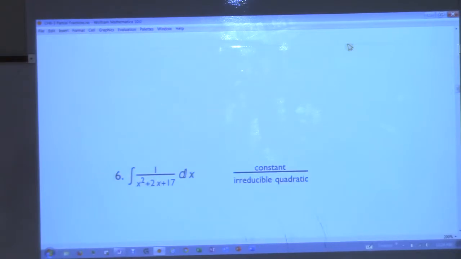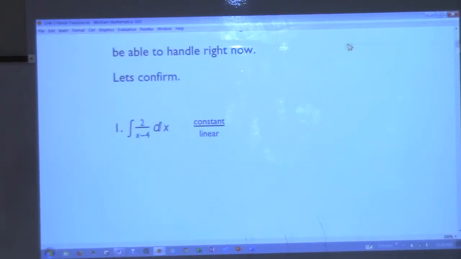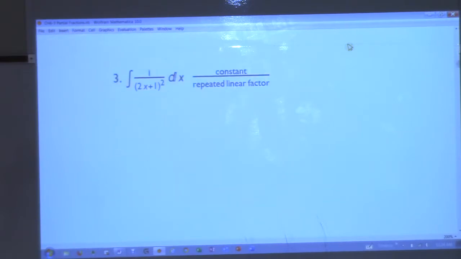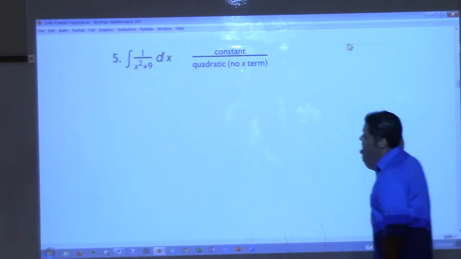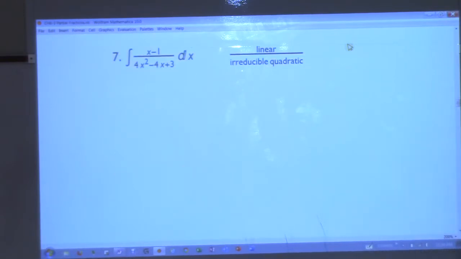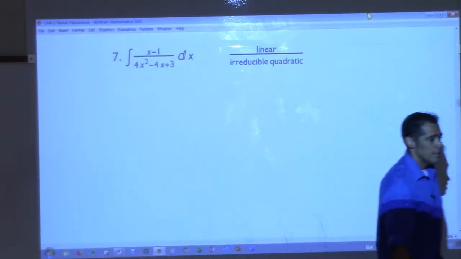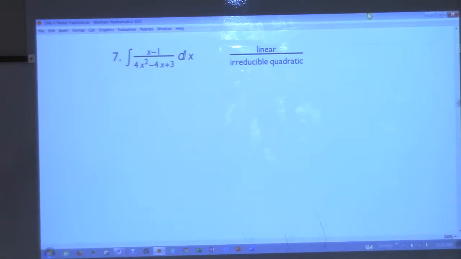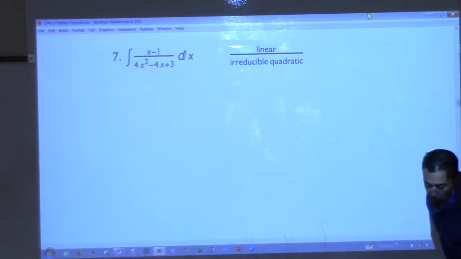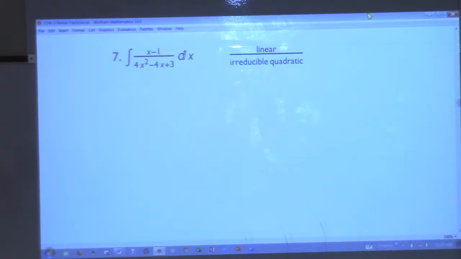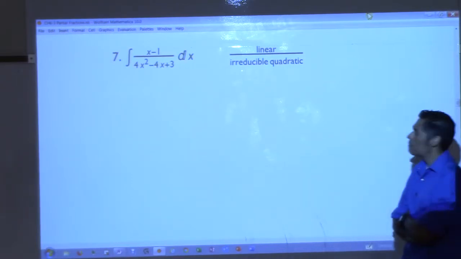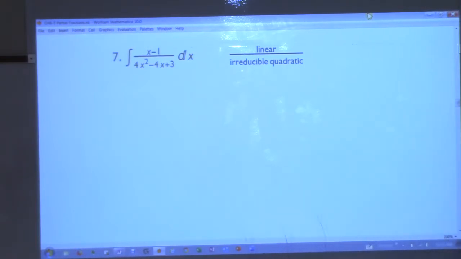All right. Up to this, every single problem I've done, we've had constant on top, haven't we? Constant, constant, constant linear, constant linear, constant repeated linear, constant repeated linear, constant quadratic. And finally, on 7, we have a linear expression over a quadratic. And the quadratic is irreducible. So imagine you would pull the 4 out of everything first and then complete the square. And then that would probably give you an x minus 1 somewhere, which then you most likely cancel with the top, making it 1 over the square that's complete.